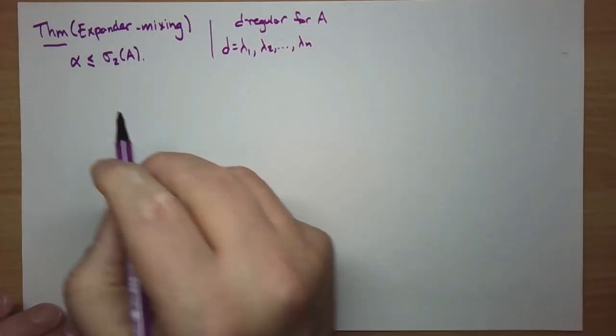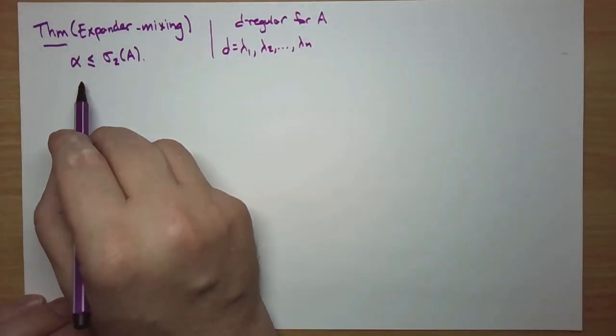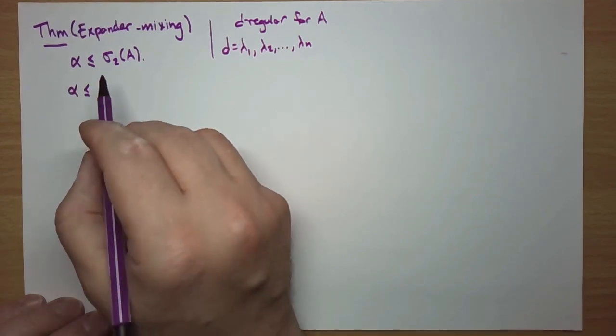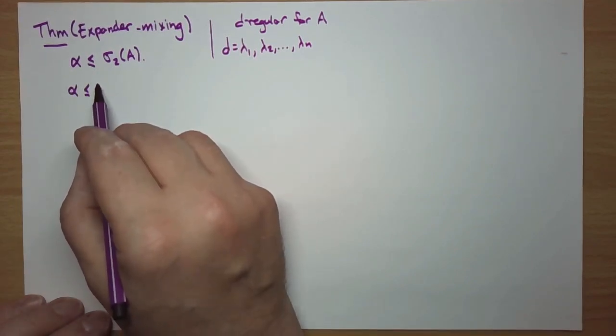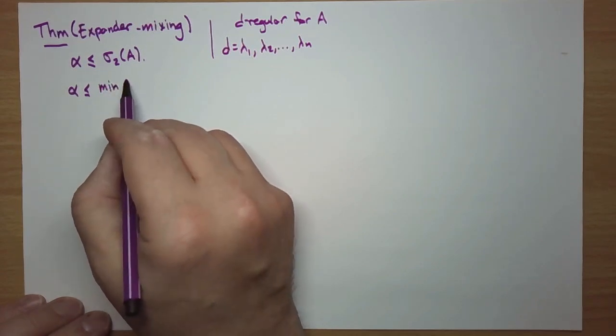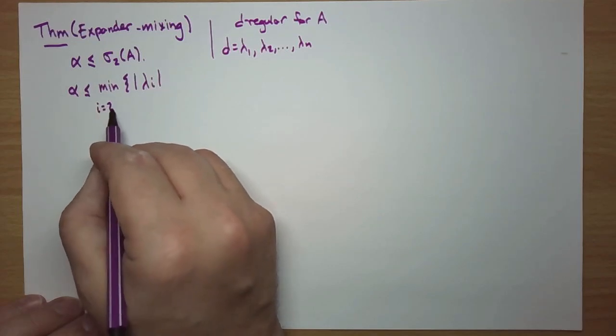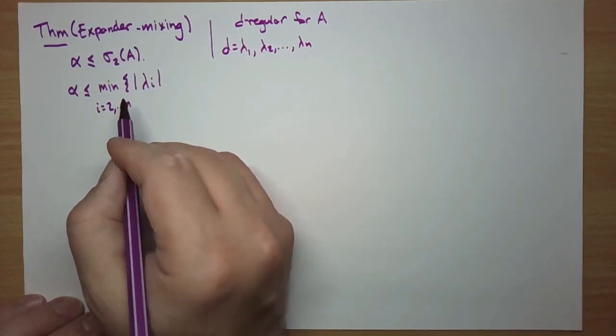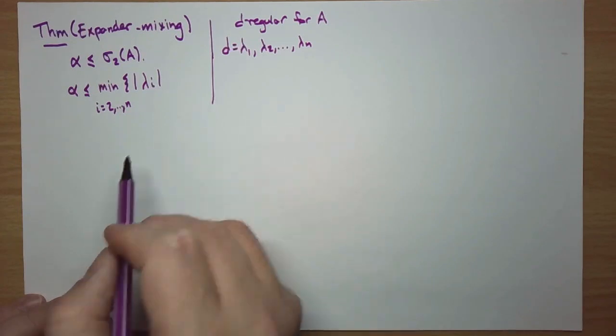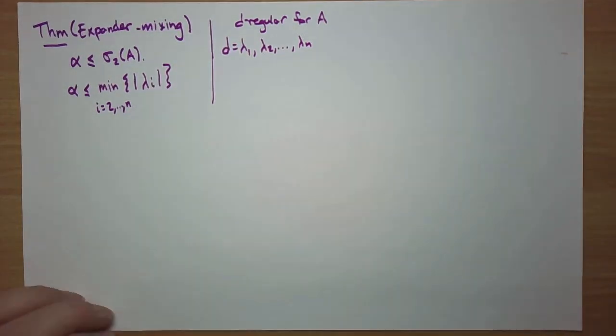All right. Oftentimes, instead of writing this as sigma 2 of A, this is written as alpha less than or equal to the min of the absolute value of lambda i, where i goes from 2 up to n. And then people are like, ooh, so it's an eigenvalue result. No, it's a singular value result. It just happens that singular values have this tie to eigenvalues. So it's hiding what it really is deep down.